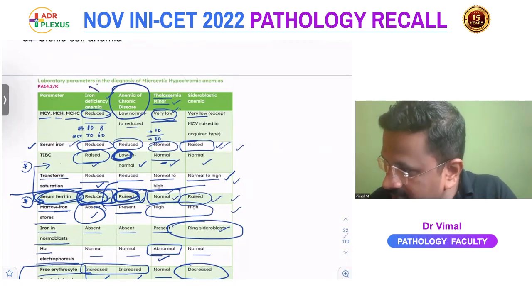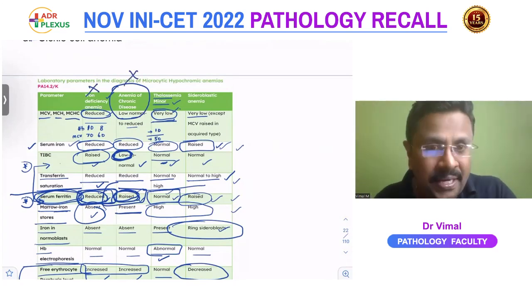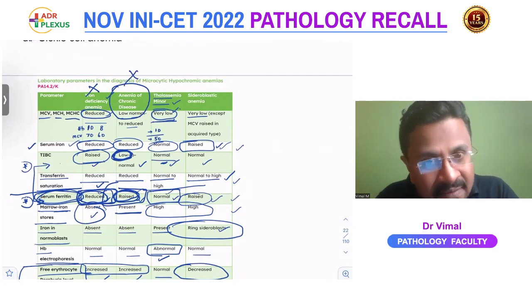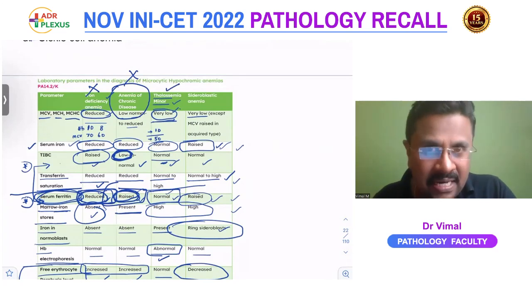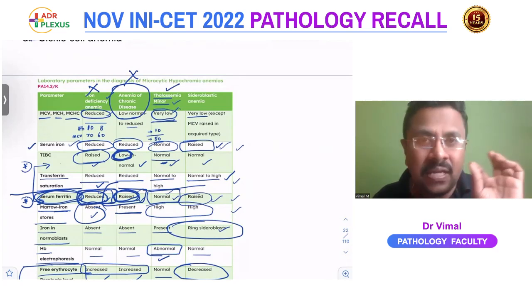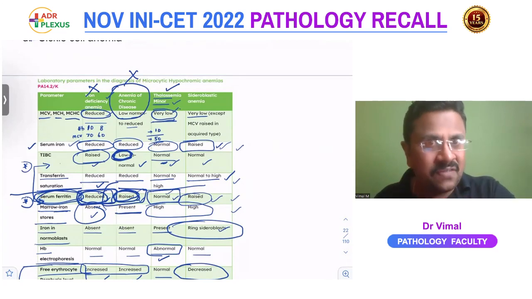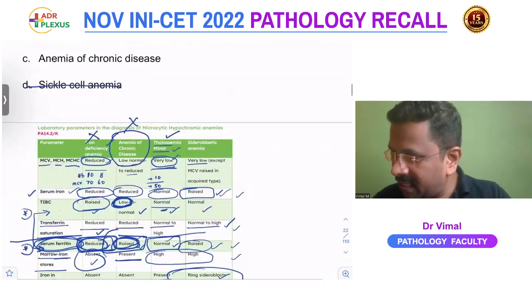So that way we are ruling out iron deficiency anemia as well as anemia of chronic disease. So here the ferritin level is normal. So we are making a diagnosis of thalassemia minor here. So thalassemia minor. The ferritin is an important clue given in your question by which we have ruled out iron deficiency anemia and anemia of chronic disease.